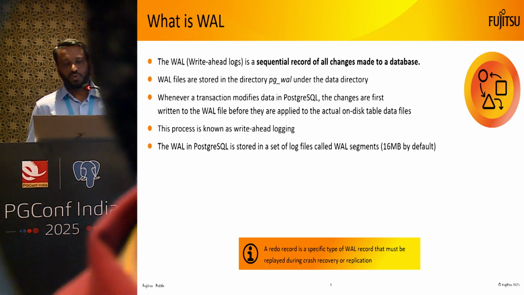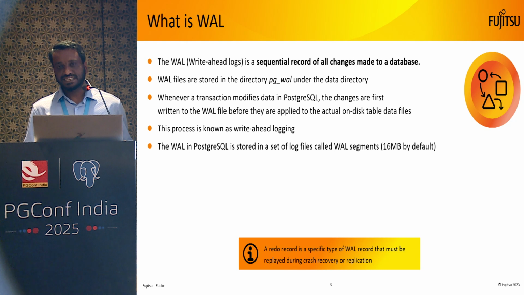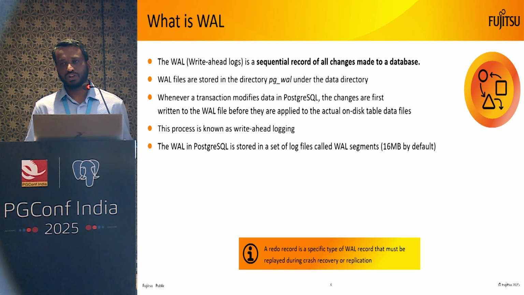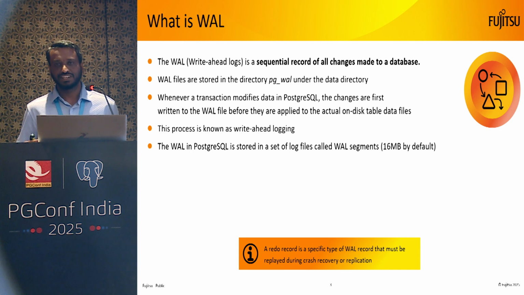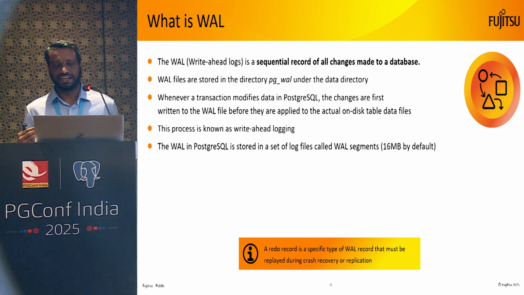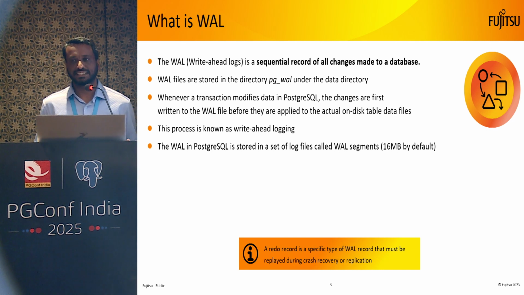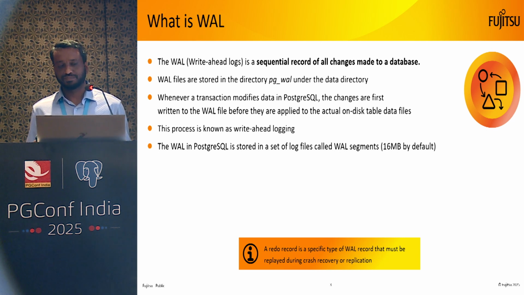So what is WAL? You can consider it as a sequential record of all the changes that are happening in the database. Any change that is happening in the database, we try to write it into the WAL format so that we can recover the data. We store these files in the pg_wal directory, and we make these changes to the WAL first and then do the changes to data. That's why we call this process WAL. WAL is stored in 16 MB segment files. We'll get into more details in the coming slides.